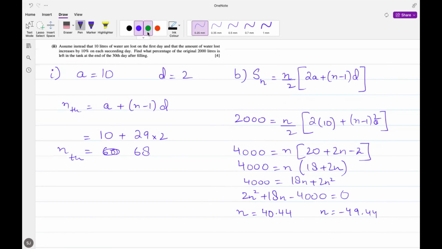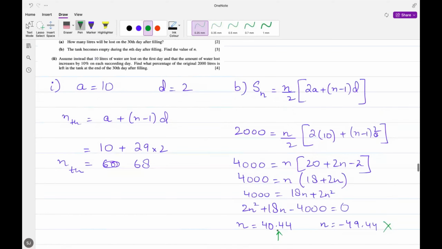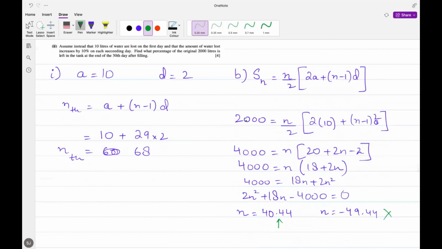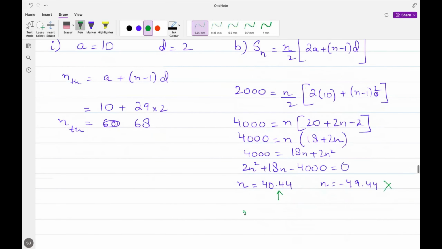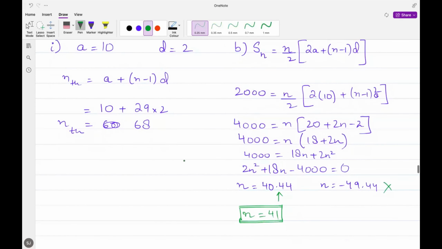Now, as n cannot be negative, we'll ignore this value. And as we have to give n in an integer form, either we can take the answer as 40 or 41. Now, as at 40.44 the total sum was 4000 for 2000, we'll be taking n as 41, as on the 41st day it will become completely empty. So we won't be able to take 40 as our answer, as if we take n equal to 40, we will see that the sum will be less than 2000.